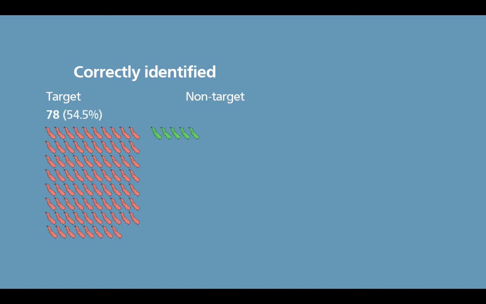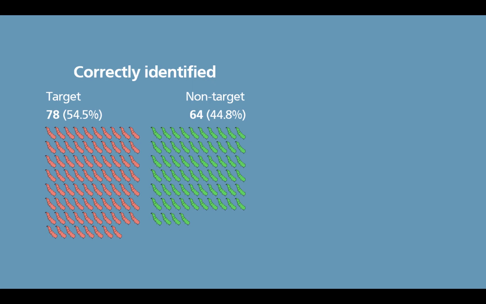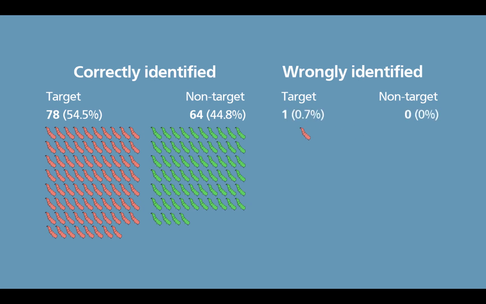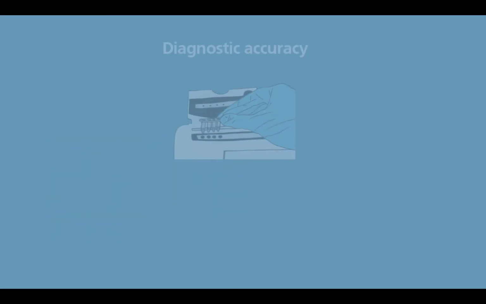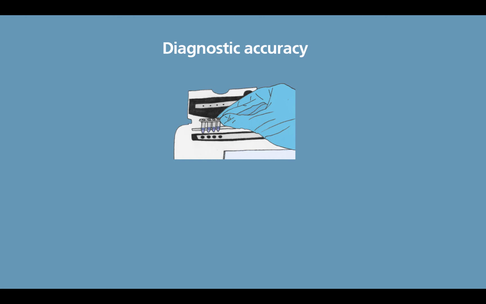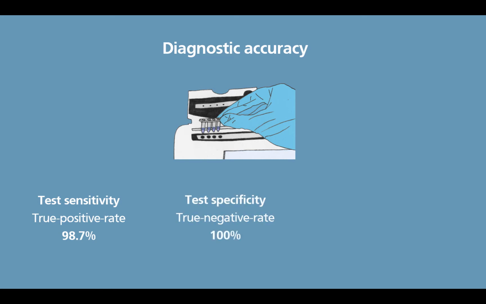Thereby, 78 specimens were correctly identified as target species, 64 specimens were correctly identified as non-target species, and 1 specimen was wrongly identified as a non-target instead of a target species. Based on these results, we were able to calculate a test sensitivity of 98.7%, a test specificity of 100%, as well as a test efficiency of 99.3%.